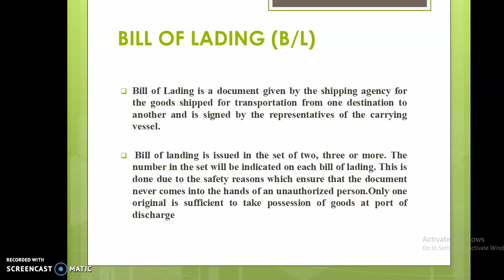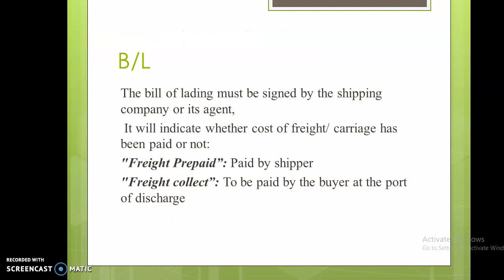A bill of lading is issued in 1 set, 2 sets or 3 sets. Its number will be indicated in the bill of lading, showing how many sets have already been issued. Unauthorized persons should not take delivery of the products; that's the purpose of the bill of lading. The number should be put in that particular bill of lading document. One original is actually sufficient to take possession of the goods, and once the bill of lading is given to a person, he can take delivery of the products. That is the appropriate method for issuing the bill of lading.